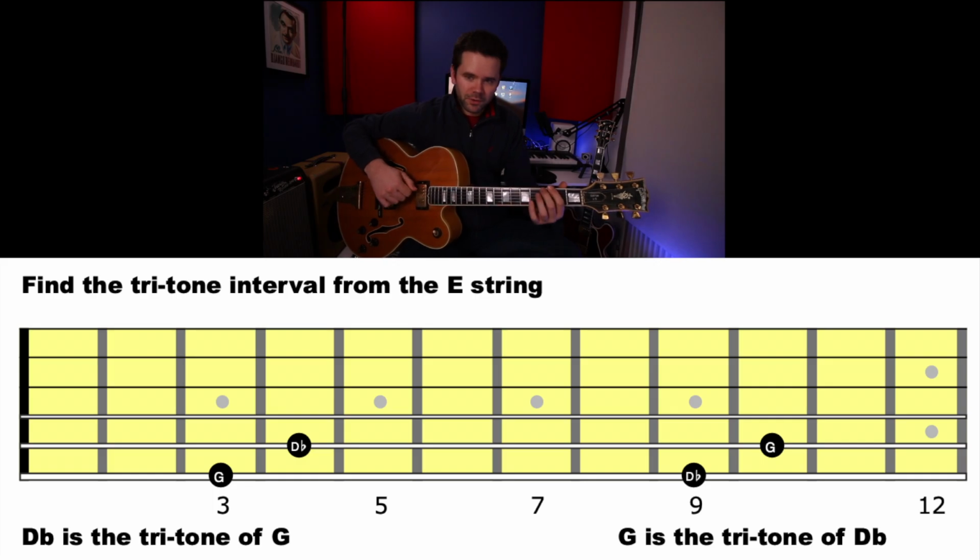As a start point, you need to know this interval from the E string. So if you find your root on the E string, I've got a G here, then it will be a fret higher on the string beneath. And if I do that anywhere, I'm making tritone intervals. These are all tritone intervals. If you play it at the same time, you can hear it's quite an ugly sound.